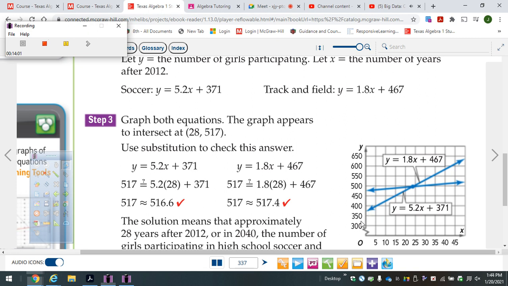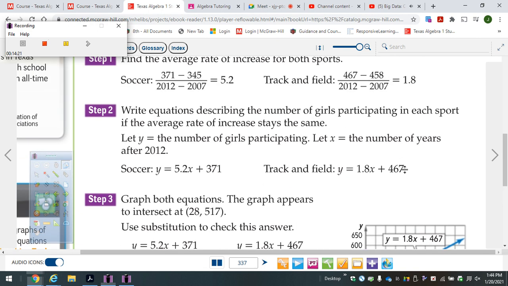We increase at 5.2. You see that? 371, 5.2, and it goes up. Now, in this other one, track and field, they started off at 467 roughly, and they're going to increase a little bit. Where they cross is your answer. Okay, look at the question. Let's look at the question now.